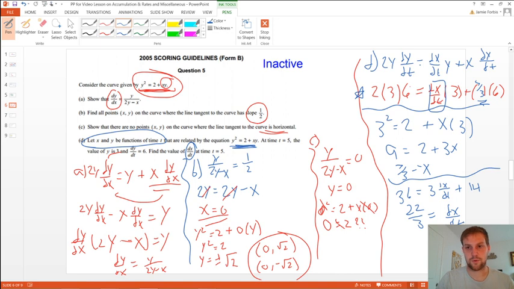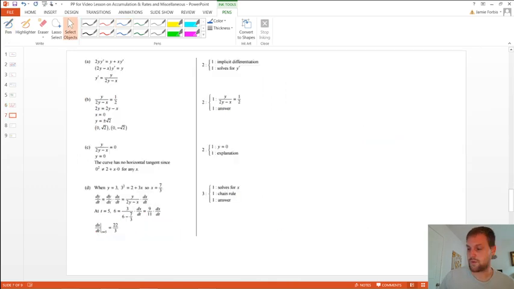So I like this problem because it refreshed us on how to do implicit differentiation. It refreshed us on doing related rates as well in part D, horizontal tangents, all that good stuff. So this is a great problem to practice all that. Here's the answers that we came up with.